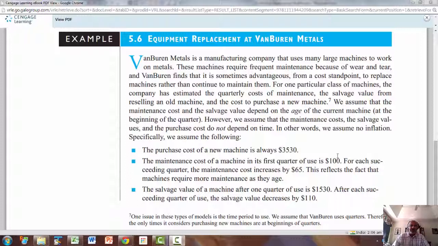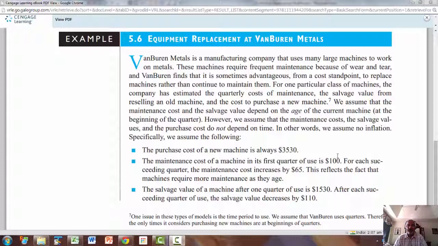And the salvage value of a machine after 1 quarter of use is $15.30. After each subsequent quarter of use, the salvage value decreases by $110. So this is the cost structure. Now the company does not want to sell a machine that was bought for 1 year. So the first time you can replace a given machine is after the passage of 4 quarters.